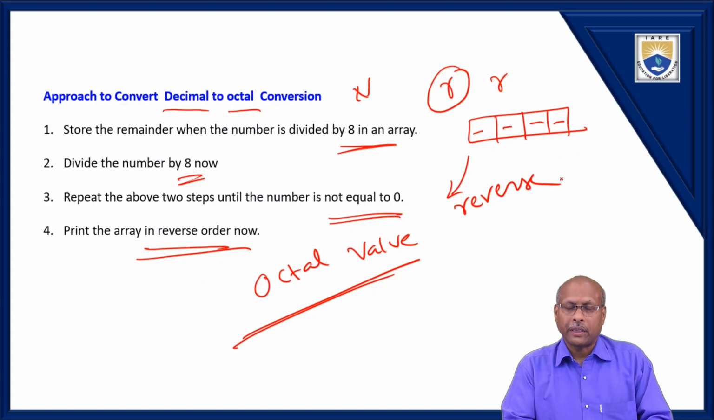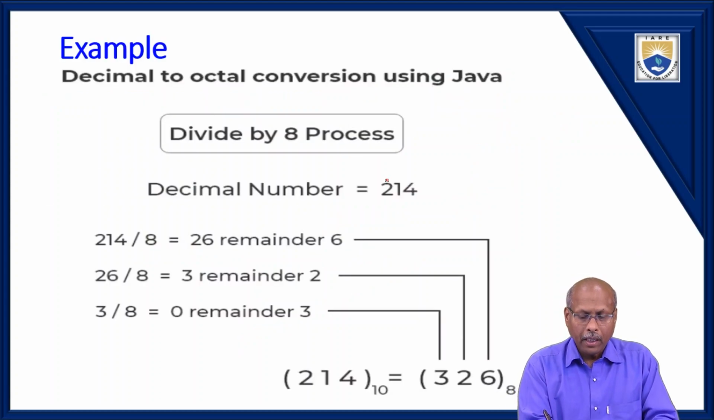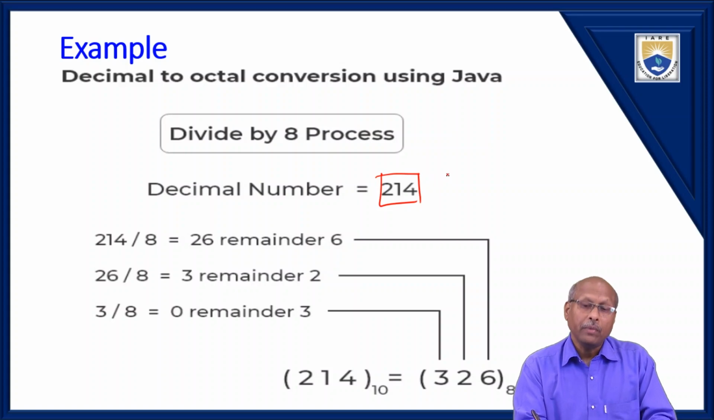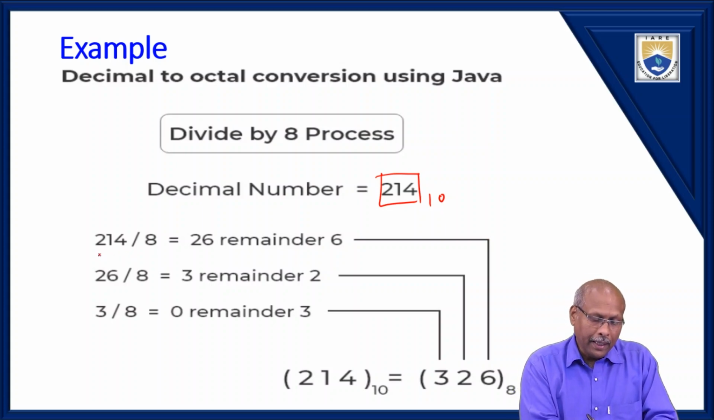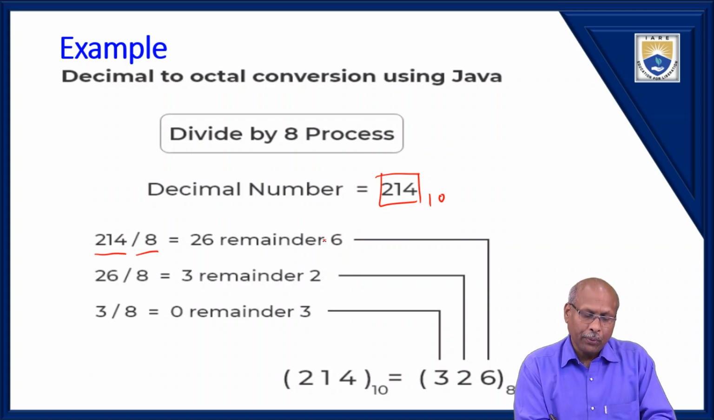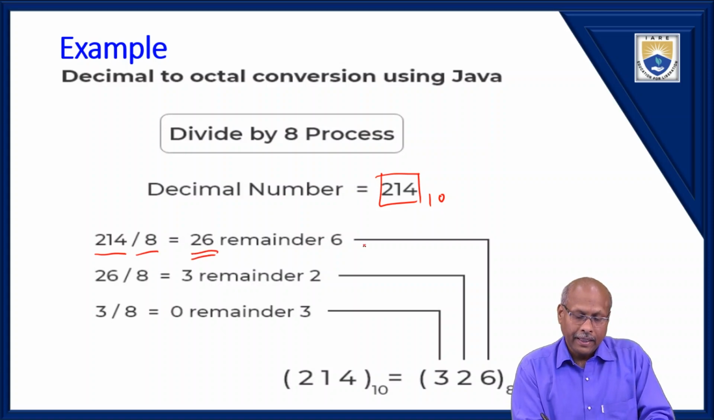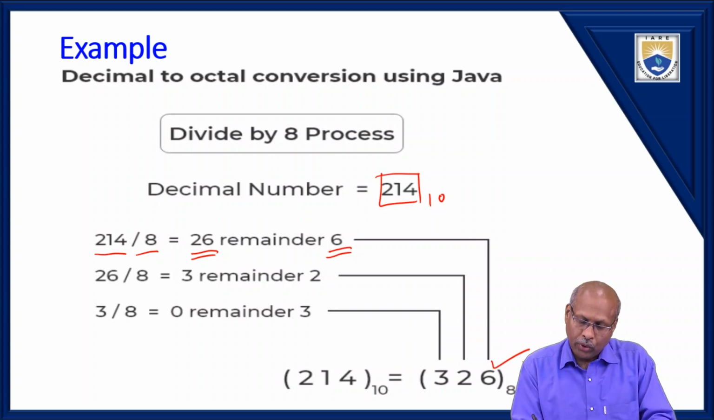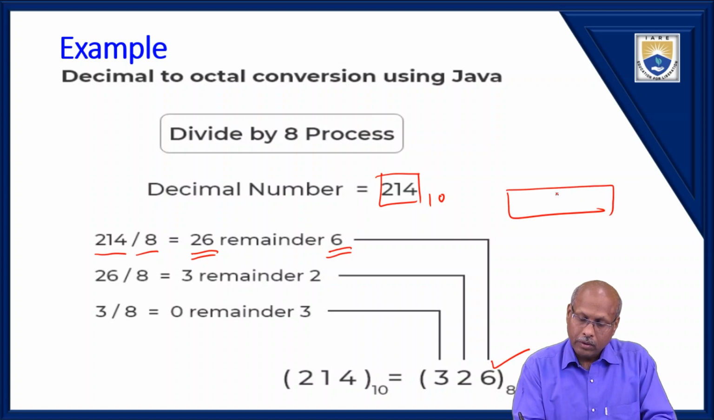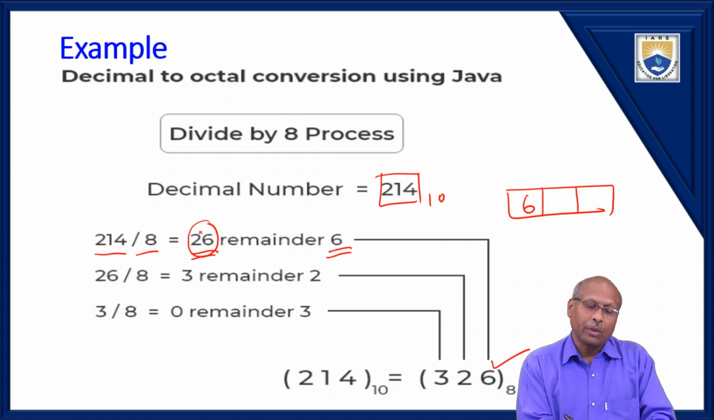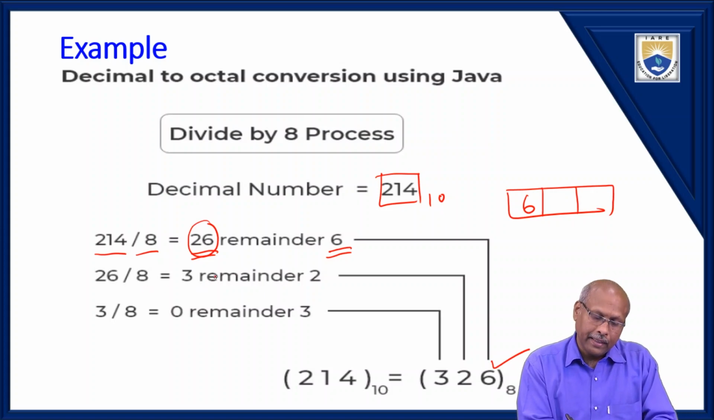Now let us see the process. For example, my number is 214. This is given in decimal form. What is the corresponding octal value? To get the octal value, first I will divide 214 by 8. If I divide 214 by 8, I get the quotient 26 and the remainder 6. So 6 is my remainder, and I am storing it in an array. Next, whatever quotient you got, again divide by 8. Once you divide 26 by 8, the remainder is 2 and the quotient is 3.